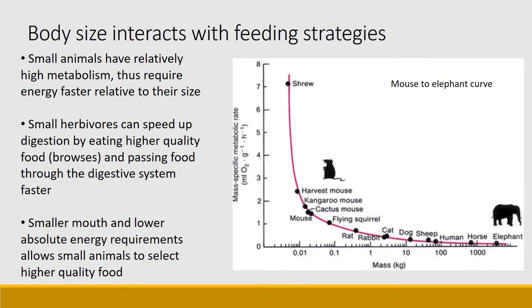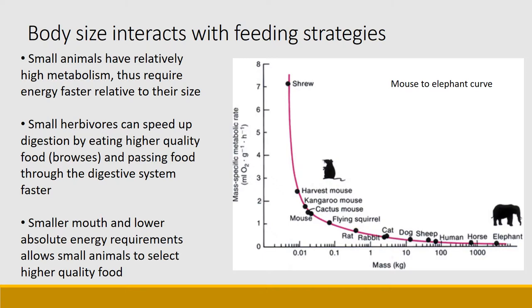Okay. So again, we are showing the same picture as in the last lecture, but body size also interacts with those feeding strategies. As we said, small animals have a high metabolism relative to their size, and they need more energy per unit body weight. So they can speed up digestion by eating high quality food, which tends to be browse, not always. It depends if you're eating stems or leaves. And passing it through the digestive system faster, which is that larger orifice and those kinds of things.